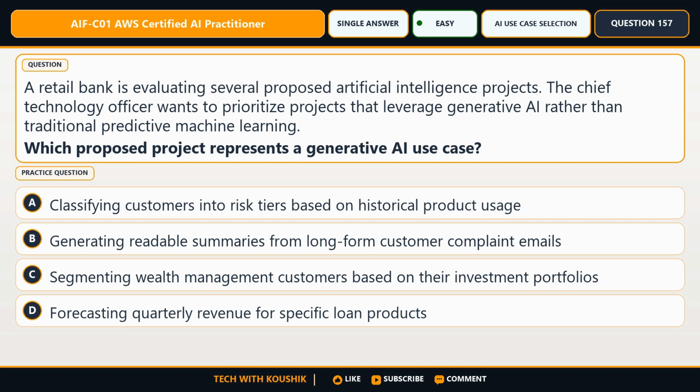The choices are: Choice A, classifying customers into risk tiers based on historical product usage. Choice B, generating readable summaries from long-form customer complaint emails. Choice C, segmenting wealth management customers based on their investment portfolios. Choice D, forecasting quarterly revenue for specific loan products.